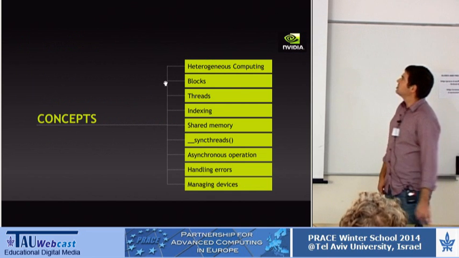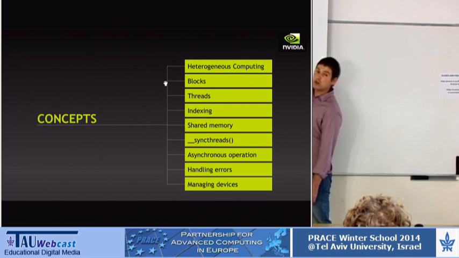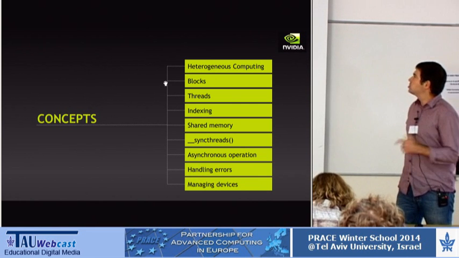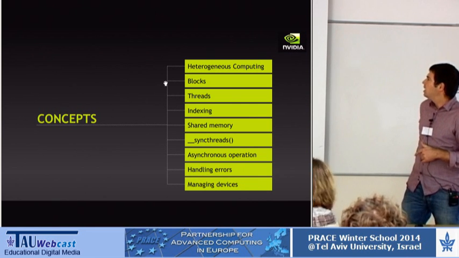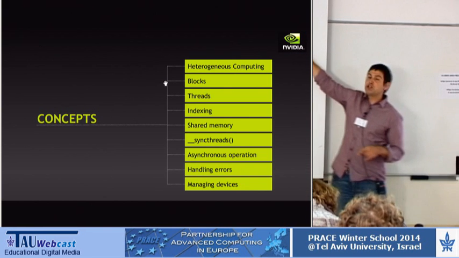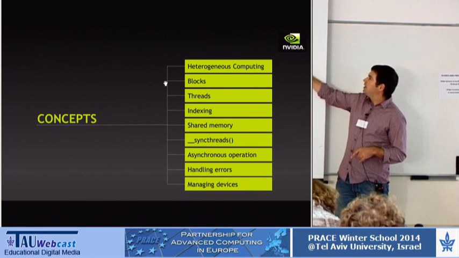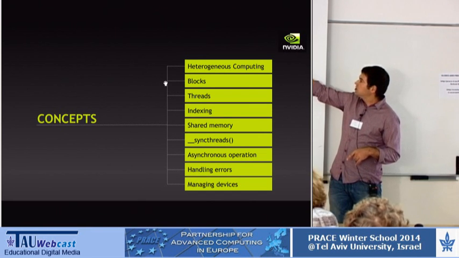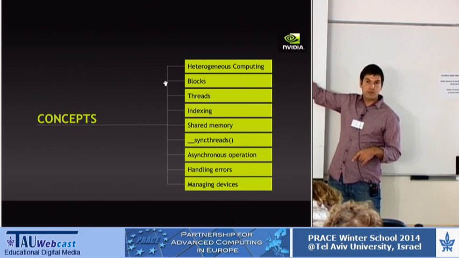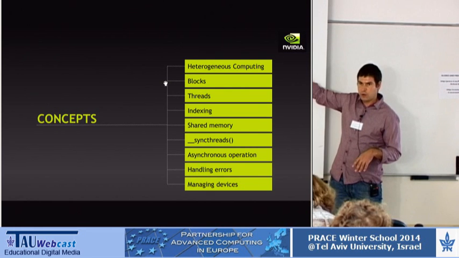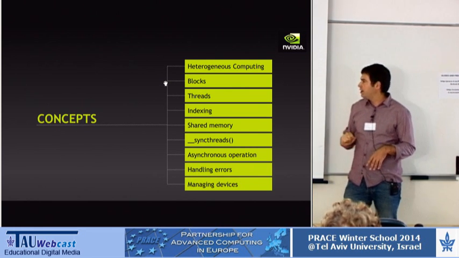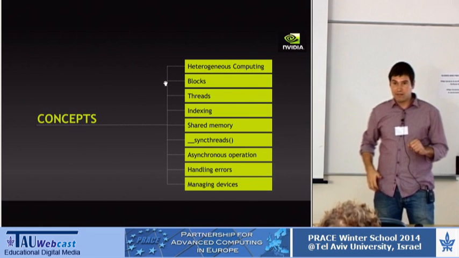So we're going to see these concepts: heterogeneous computing, so not just CPU or just GPU, both. Blocks on the GPU, threads on the GPU, indexing, the magic variables, how they are done. A new concept, shared memory, which doesn't exist on the CPU. Sync threads, synchronization of threads running on the GPU, again with no equivalent on the CPU. Asynchronous operation, handling errors, and managing devices if you have more than one device.